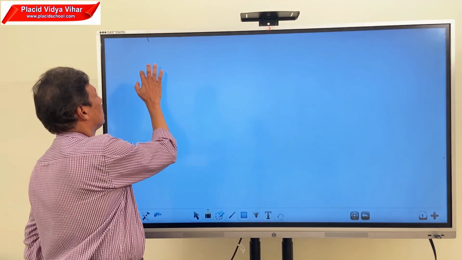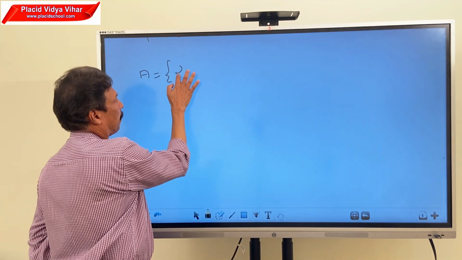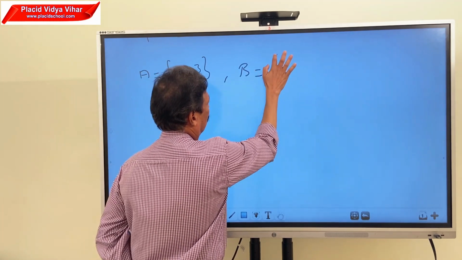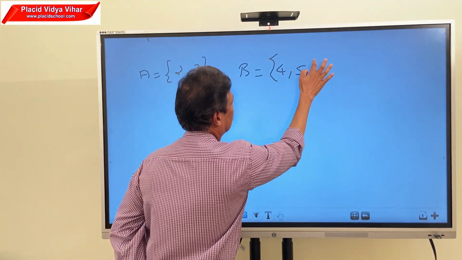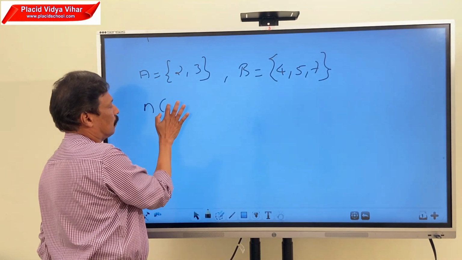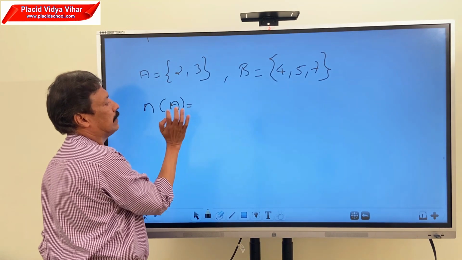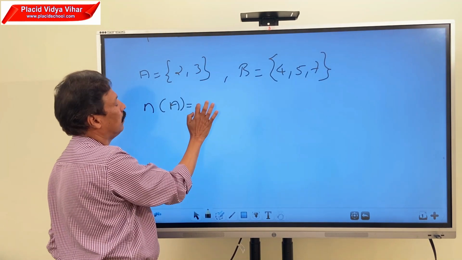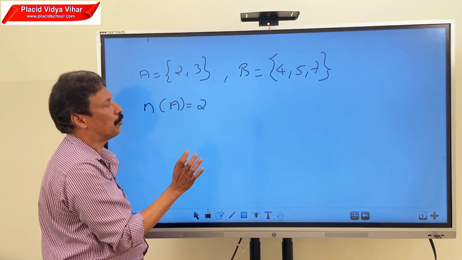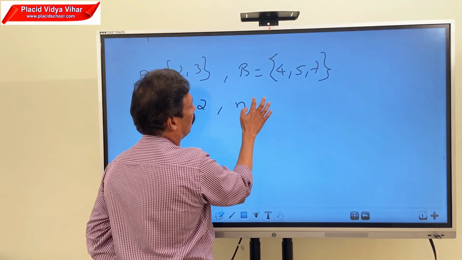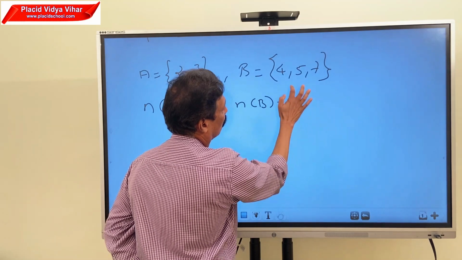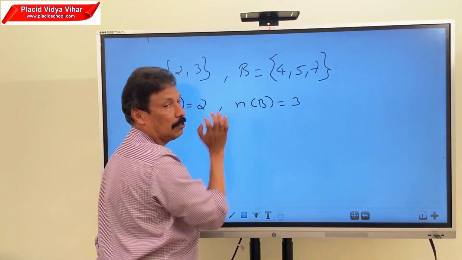Again, another concept. If A equals the set {2, 3} and B equals the set {4, 5, 6}, the number of elements, or cardinal number, of set A is equal to 2, since there are two elements, 2 and 3. Similarly, the number of elements in B is 3.